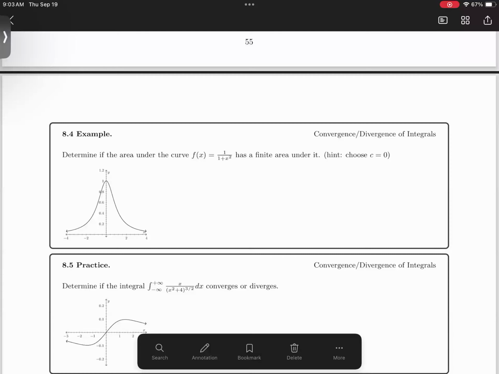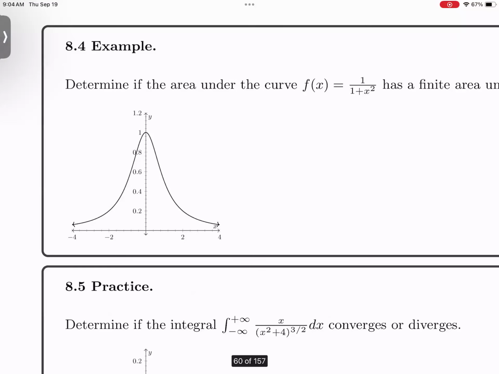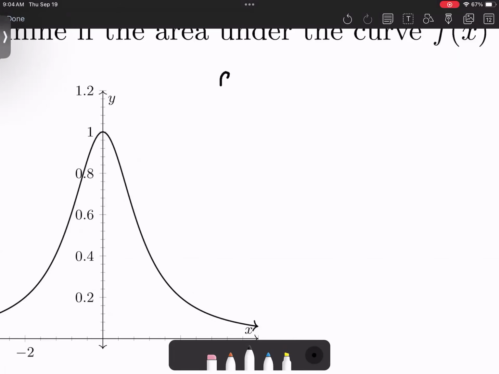Let's see if the curve 1 over 1 plus x squared has a finite amount of area underneath it or not. So here we have the graph 1 over 1 plus x squared, and our goal is to integrate this over the entire domain. So we will integrate from minus infinity all the way to positive infinity. And we'll see if we get a real number out of this.